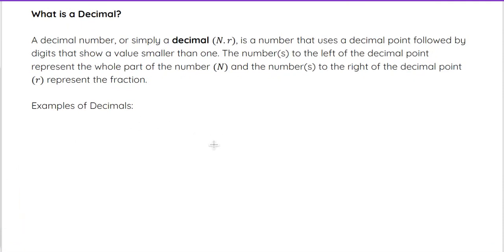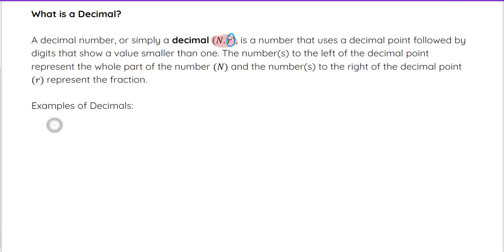Now with decimals, a decimal number, or simply just called a decimal, is written in that format: a number, n, point, another number, r, and that is a decimal. It is a number that uses a decimal point followed by digits that show a smaller value than 1. So it's less than 1, this r part, this decimal part. The numbers to the left of the decimal point represent the whole, and the numbers to the right of the decimal point represent the fraction.